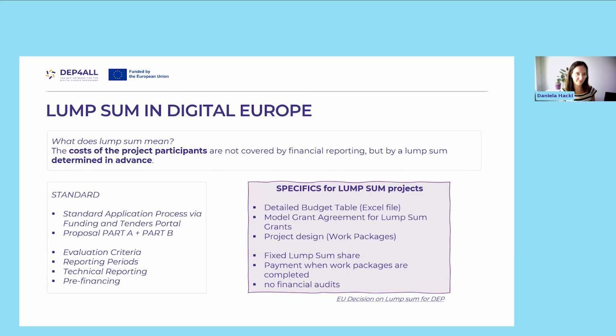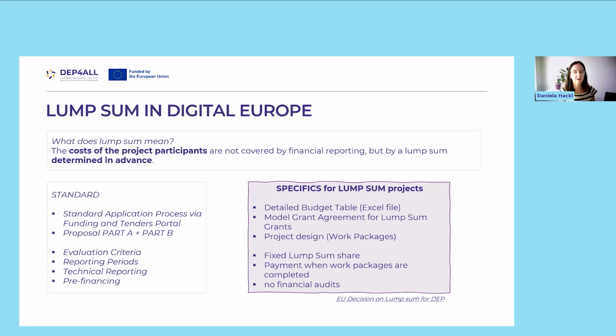But there are also some specifics, and the first 3 things on the screen here in the table are the most important ones. There is this detailed budget table, which you only have to fill in for the lump sum projects. So it's compulsory. Then there is a specific model grant agreement for lump sum grants. Keep in mind, there is a model grant agreement for Digital Europe projects, but there is a specific one you should use for the lump sum projects.